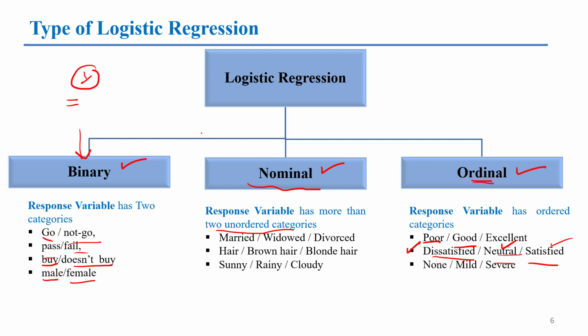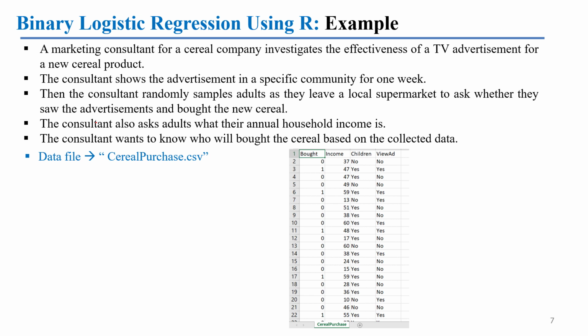But in this lecture, I will mainly focus on binary logistic regression, when our dependent variable has only two options, either yes or no, good or bad, right? Whereas our independent variables could be of any type, whether continuous or nominal. So for that, we are considering an example.